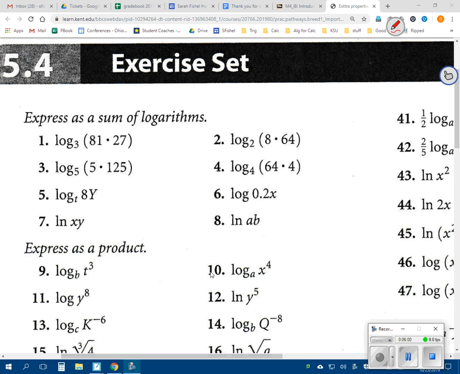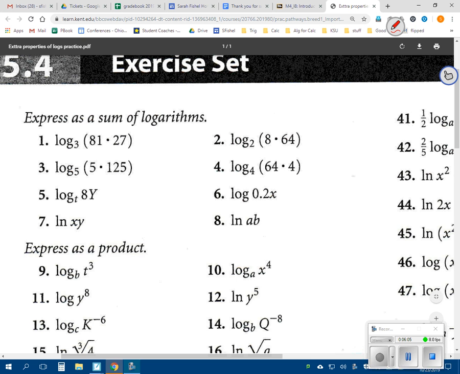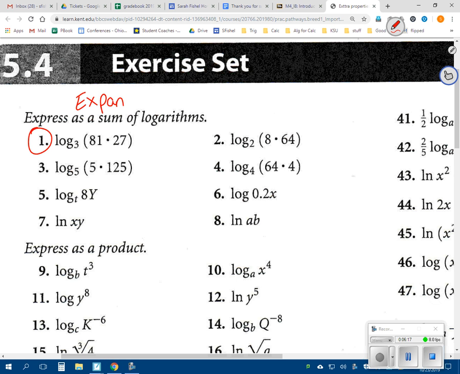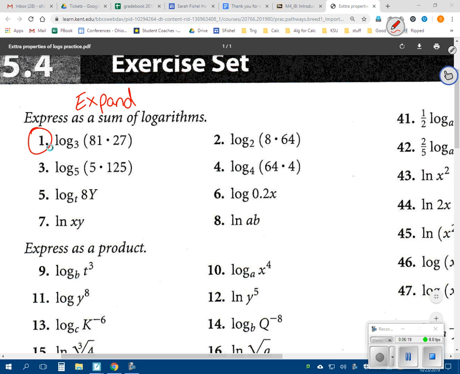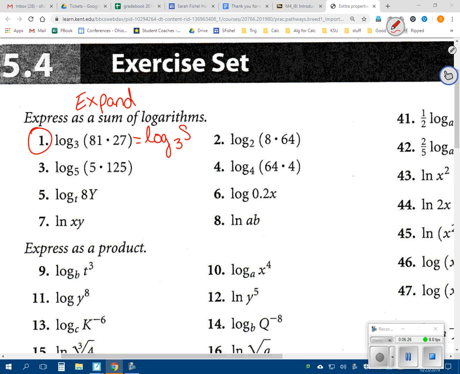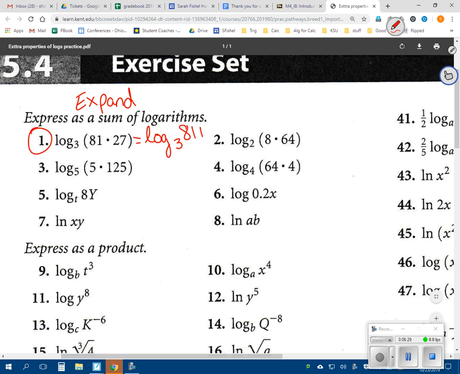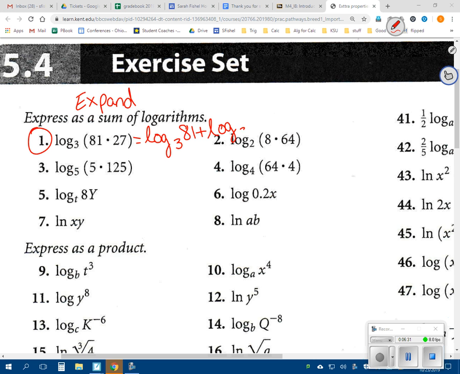All right, so we're going to do a few examples here. Number 1, express as a sum of logarithms. So they're even telling you exactly what it's going to become. In other words, this is also known as expanding. You're taking a single logarithm and expanding it into two separate ones. So what would this be? Log base 3, base stays the same, of 81 plus log base 3 of 27.